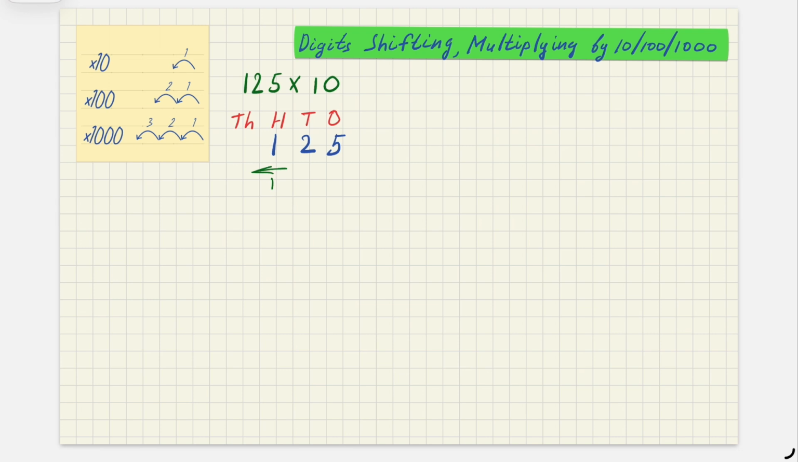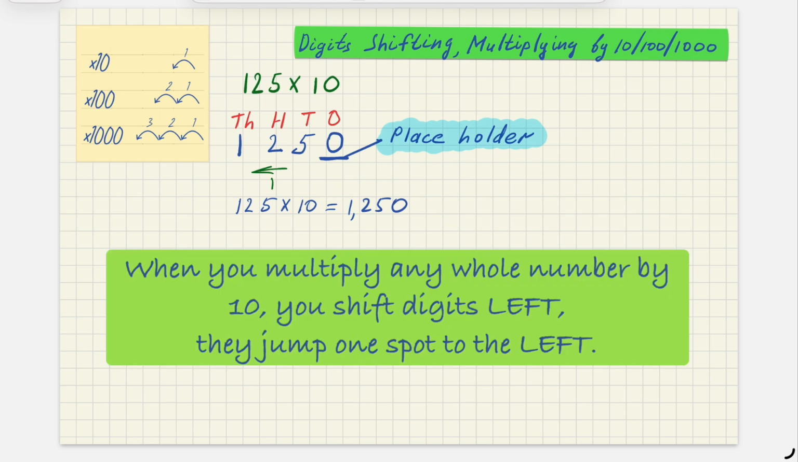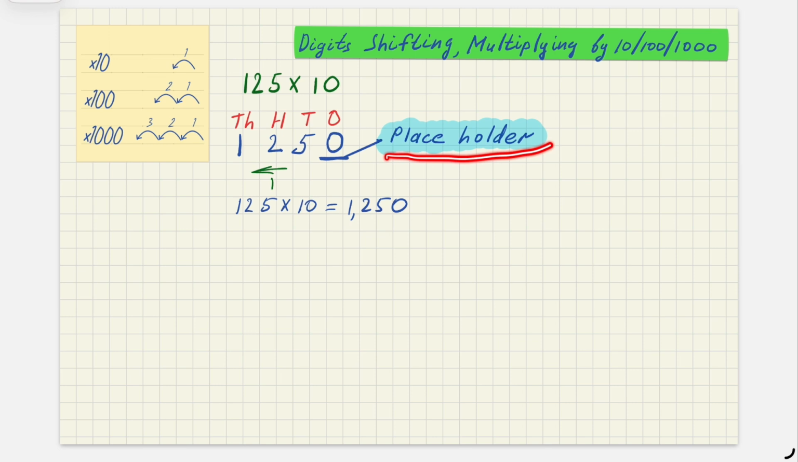The 1 from the hundreds place moves to the thousands place, becoming 1,000. The 2 from the tens place moves to the hundreds place, becoming 200. The 5 from the ones place moves to the tens place, becoming 50. Then we add 0 to the ones place, which is normally called a placeholder. After shifting all digits, the new number is 1,250. Well done. When you multiply any whole number by 10, remember, when you shift digits left, they jump one spot to the left. To fill the empty space behind, you add a placeholder, or 0, which makes the whole number bigger.